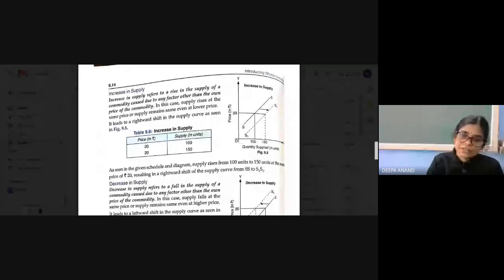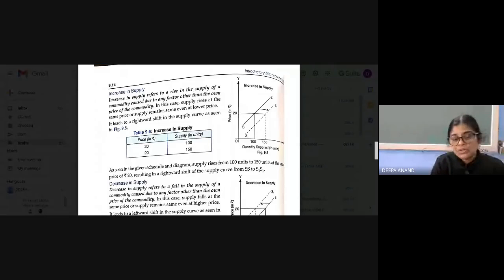So here price remains constant, then also the supply increases from 100 to 150. So that is because of the change in the other factors. So price remains constant here at 20, and this shift has been because of the change in the other factors. Okay, so that is increase in supply, and just like that, decrease in supply.